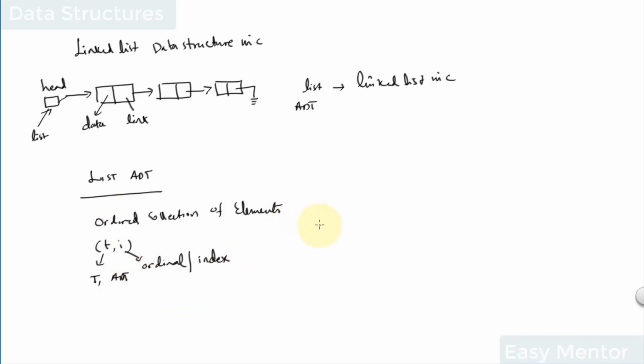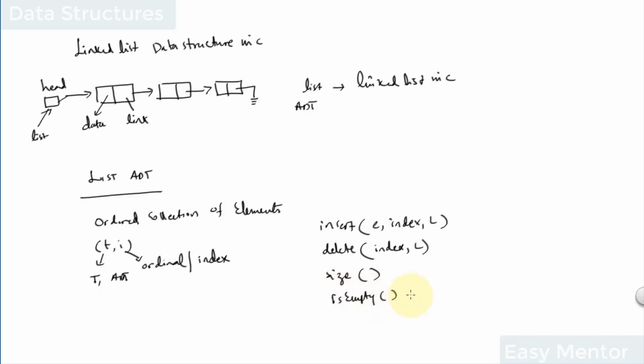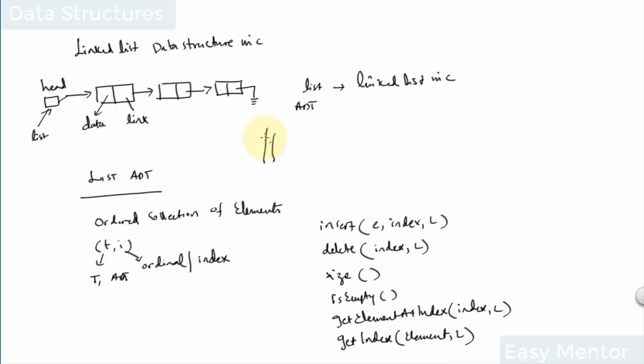Some of the operations that we defined on list are insert, which inserts element E at a given index inside the list, and delete, which removes an element from the index given as input. You have size, which gives you the number of elements present in the list, and isEmpty, which tells if the list is empty or not. These are the minimal set of operations that we had defined. We also had get element at index, to return the element present at a given index, and get index, which returned the index of a given element from the list. This is a quick recap of list ADT, and we implemented this list ADT using linked lists in C.